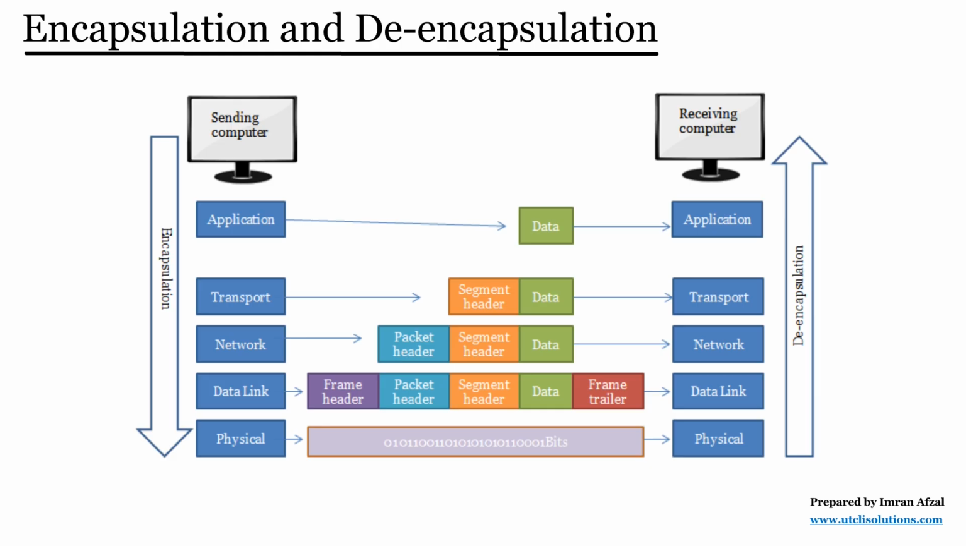To summarize, encapsulation is the process of adding headers and trailers to data as it moves down the layers for transmission. De-encapsulation is the process of removing those headers and trailers as the data moves up the layers at the receiving end. This structured approach ensures that data is delivered accurately and efficiently across networks.